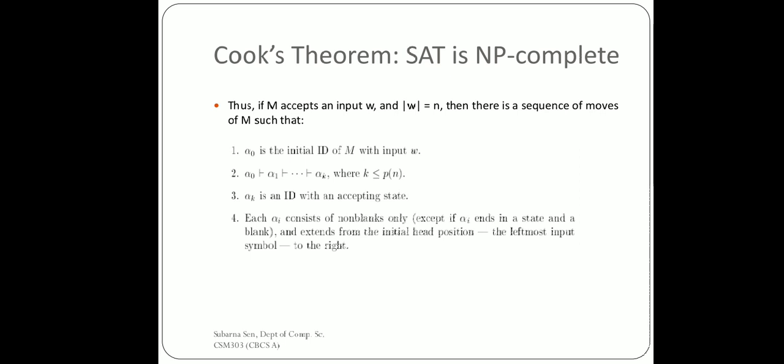Now each alpha i consists of non-blanks only, except if alpha i ends in a state and a blank, and extends from the initial head position, the leftmost input symbol, to the right. So here you can see that since we are considering the total input part, there cannot be any blank symbols present in between. Only if we have reached the end and after that we show a transition for the last state, the tape symbols we encounter may be blank. For other cases there will be no blank symbols, okay.